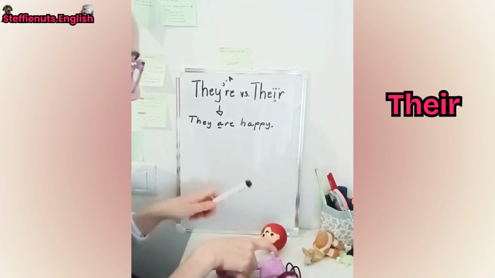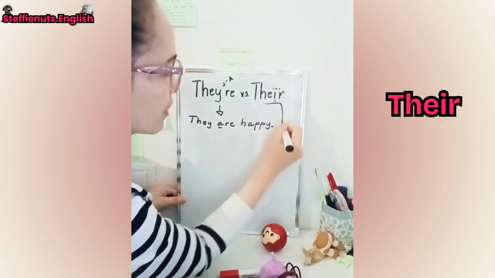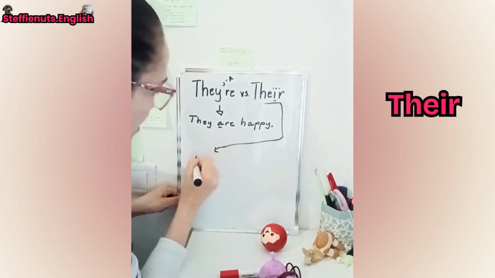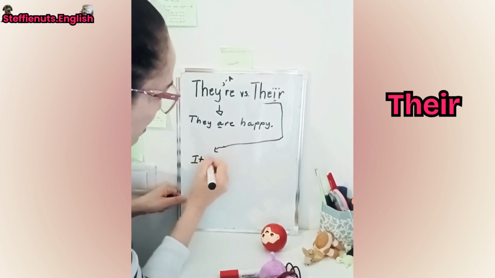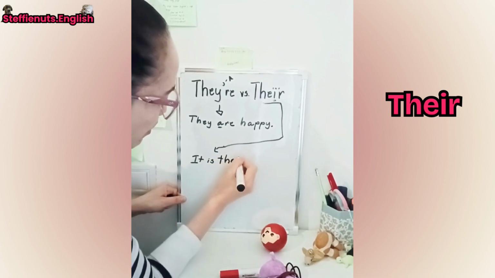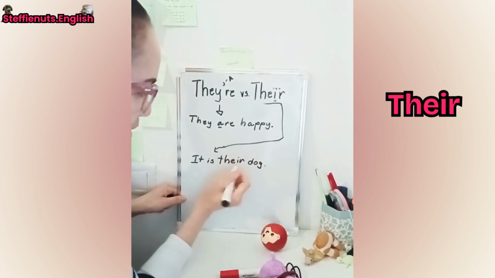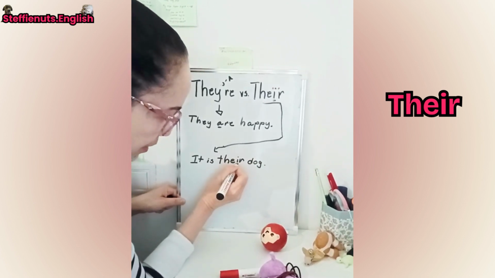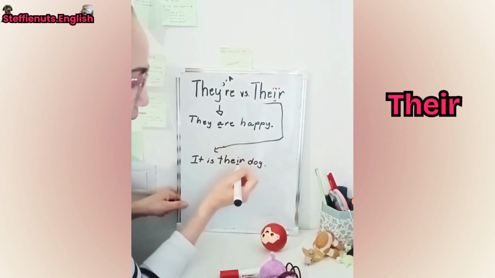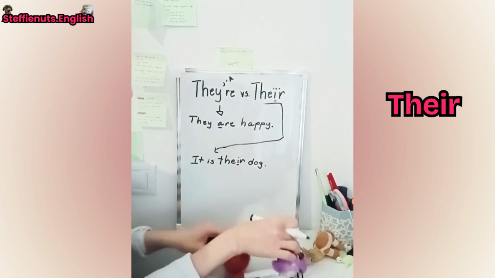I'm gonna write it here. Okay, so this one is here, okay? It is their dog. So you see this letter I here? It represents the person, okay? It is their dog. Their dog.